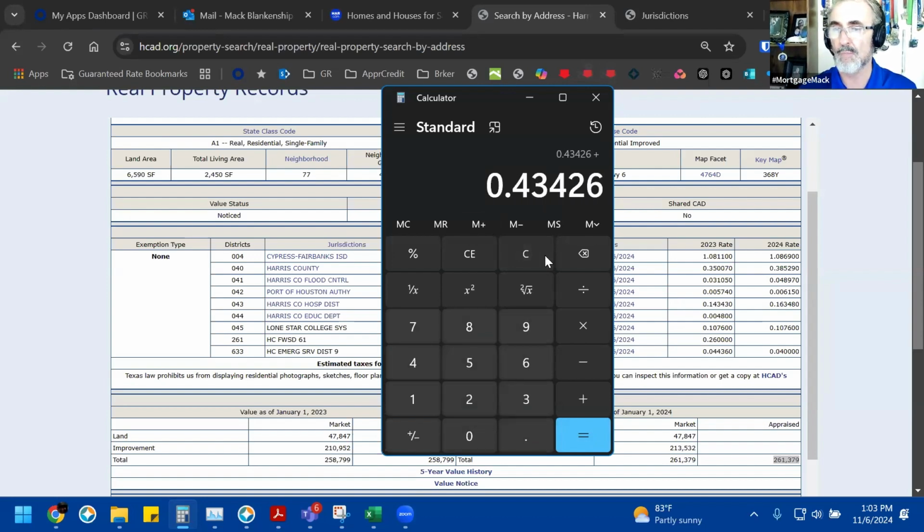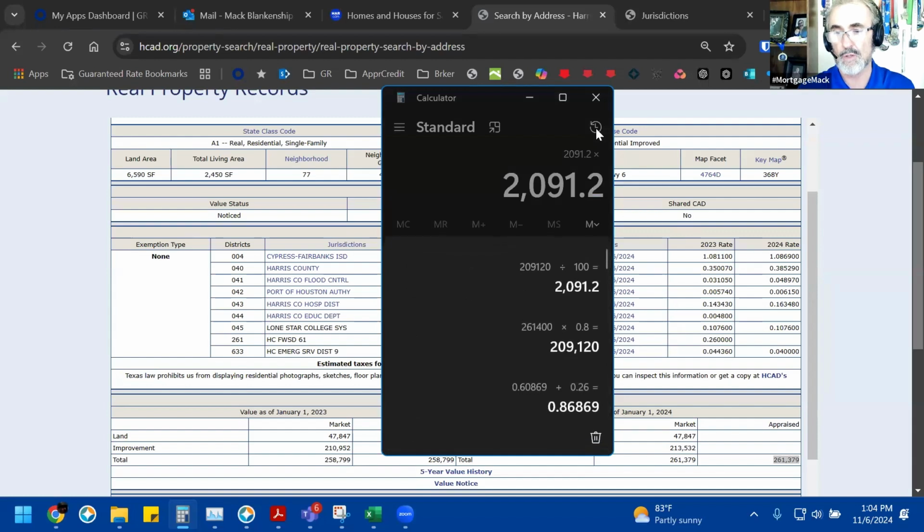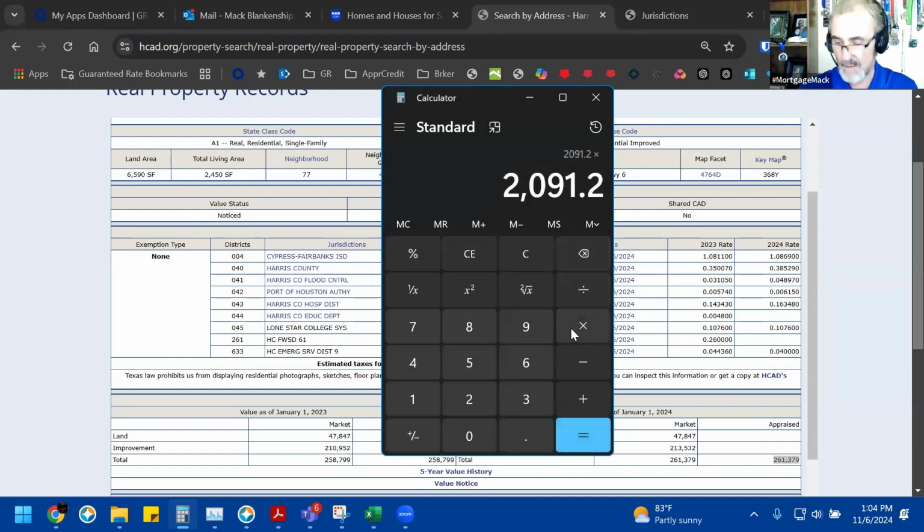0.385290, 0.048970, 0.006150, 0.16348, 0.0048. And I know Lone Star, but number 61 does give 20% off, but I don't have the 2024 tax rate, so I'm going to use 2023. And there we go, 0.86869. So I'm going to take the 261,400 times 0.80, because all of those entities give 20% off, divided by 100. And then I'm going to multiply it times that rate. That rate was 0.86869. And there's all the other taxing entities.